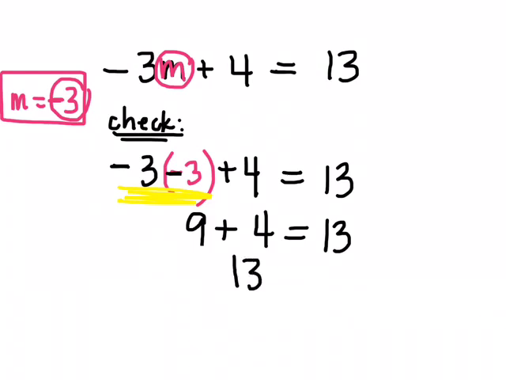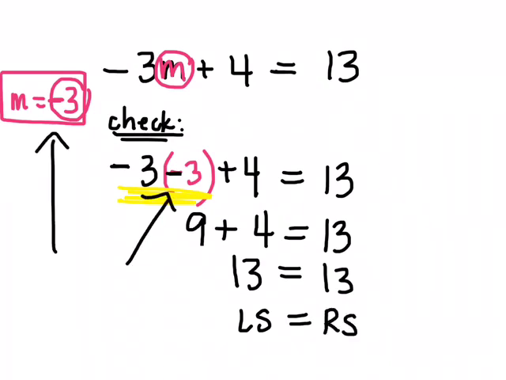What's 9 plus 4? 13. So it works. The left side is equal to the right side. So that means that our solution, m equals negative 3, was correct. It works. It balances the equation.